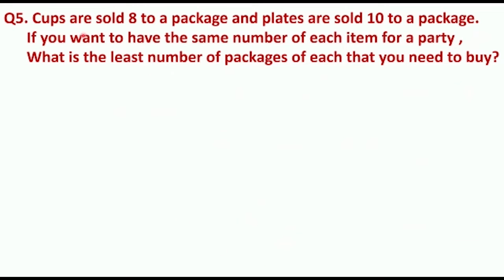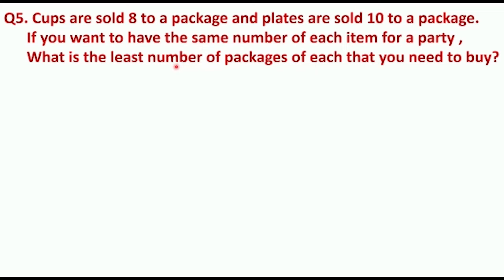Here it is given: cups are sold 8 to a package and plates are sold 10 to a package. If you want to have the same number of each item for a party, what is the least number of packages of each that you need to buy? So here also it is asking to find the least number of packages, but of each kind. Each kind means cups and plates.